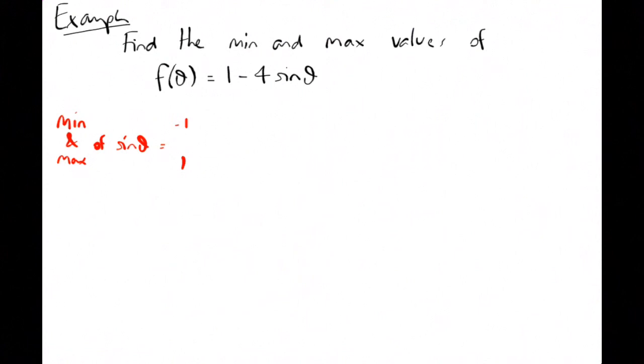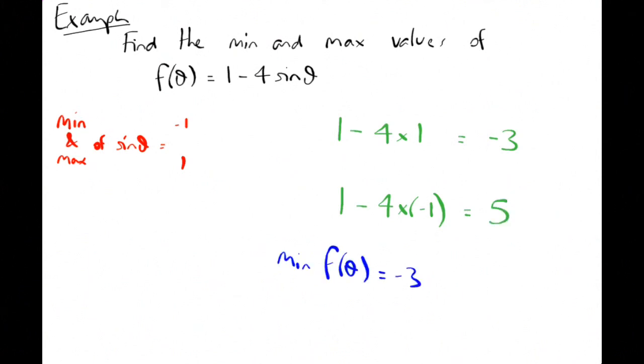We take them both individually. Look at the first one, 1. 1 minus 4 times 1 is minus 3. 1 minus 4 times minus 1 is positive 5. So it tells us our minimum is minus 3 and our maximum is 5. Alternatively, you could have drawn a sketch of that function just by doing your transformation knowledge.